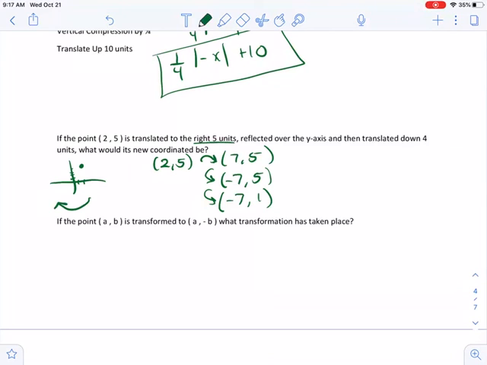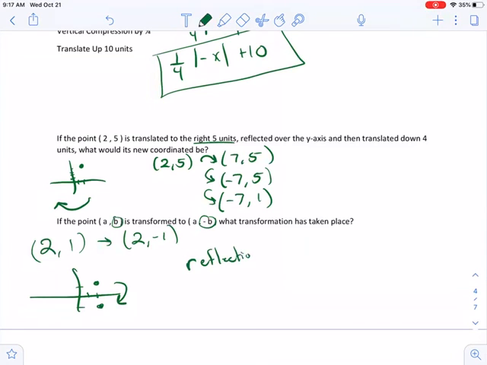Point A, B is transformed to A, negative B. So here I can see that my y value has changed from positive to negative. As an example, that could be like 2, 1 switches to 2, negative 1. And if I graph that, I can see that this ends up being a reflection over the x-axis.